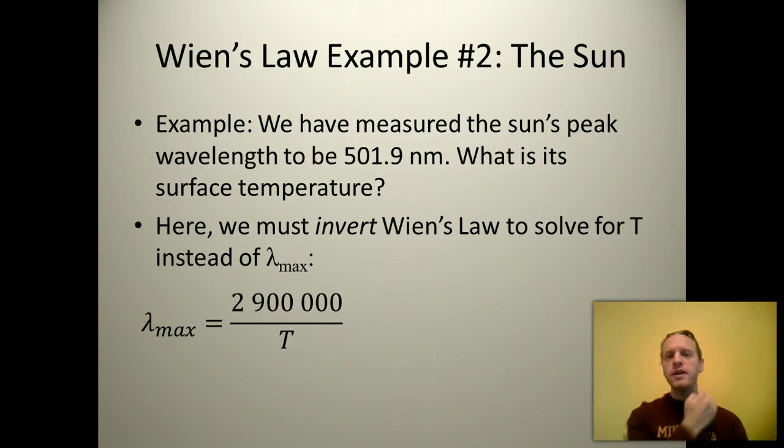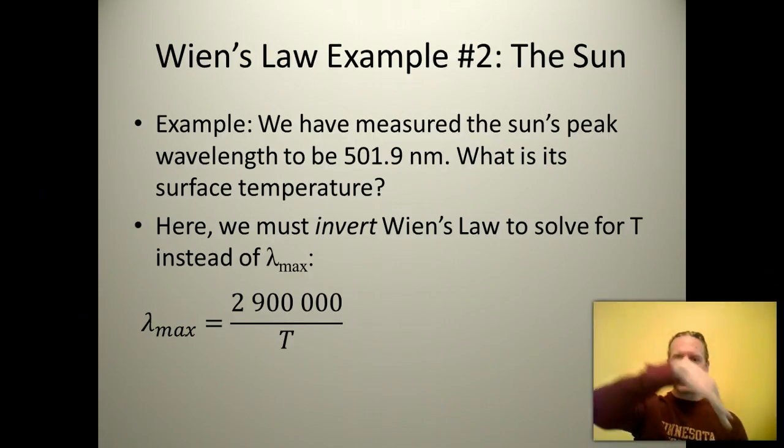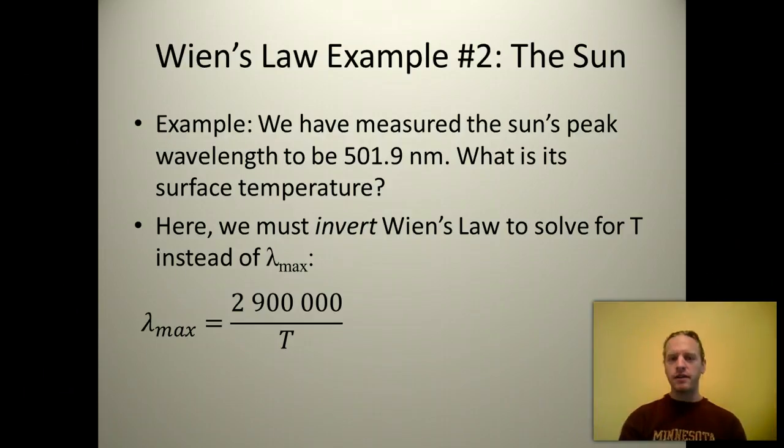Now let's do another one here. Let's figure out exactly what the peak wavelength of our sun is. So, I'm sorry, let's go back. No, we know what the peak wavelength of our sun is. We can take our sun's spectrum, we can look at that curve, and we can figure out exactly what wavelength the sun is giving off most of its light. And we happen to know that peak wavelength is exactly 501.9 nanometers. And we can measure this very accurately.